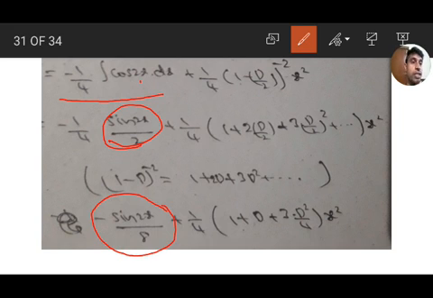Okay, that is all. Next, expand (1 minus D) to the power of minus 2 using the formula: (1 minus D) to the power of minus 2 is 1 plus 2D plus 3D square plus so on. Here, instead of D we have D by 2, so 1 by 4 as it is. Next, 1 plus 2 into D by 2 plus 3 into (D by 2) whole square plus 4 into (D by 2) whole cube and so on, operating on x square.